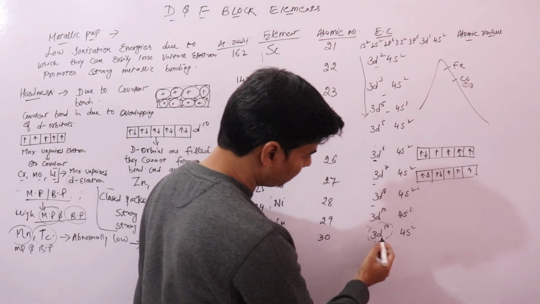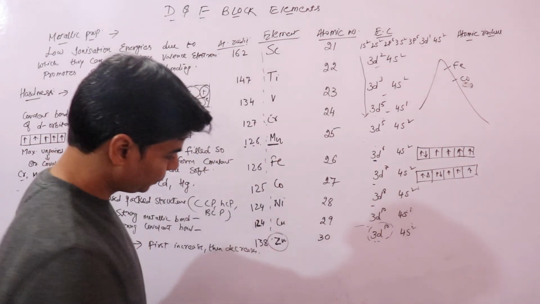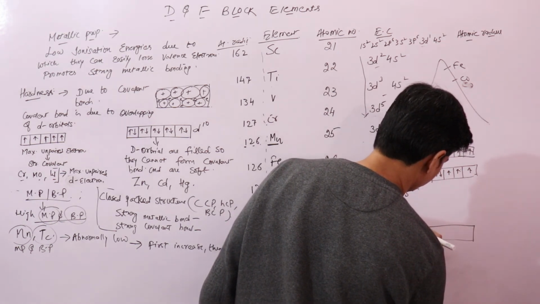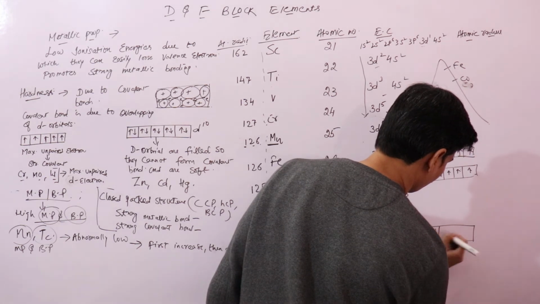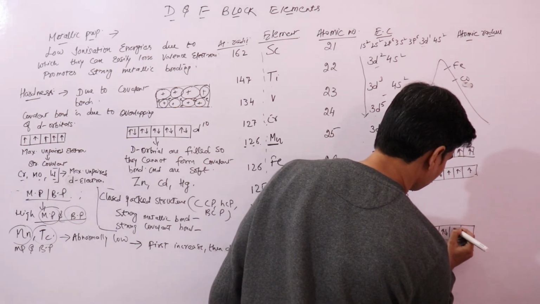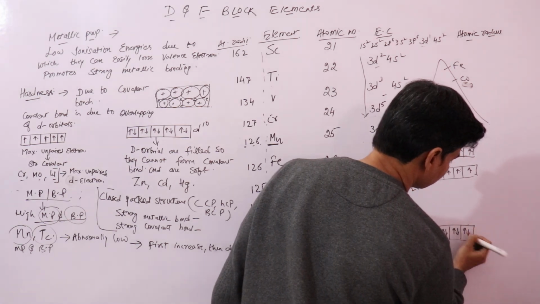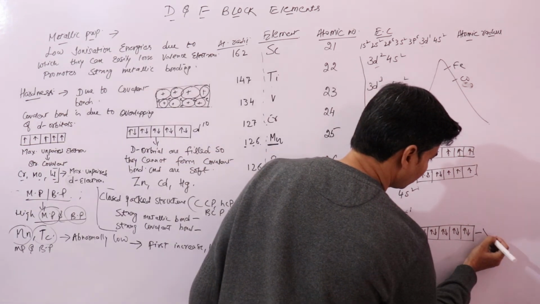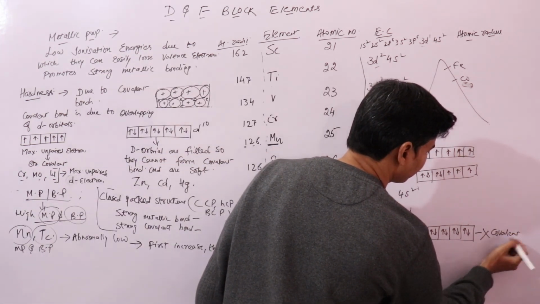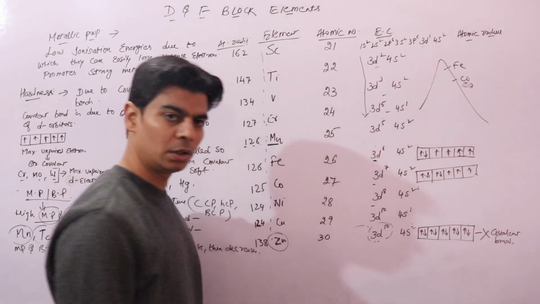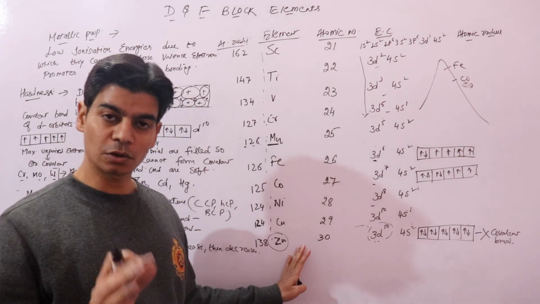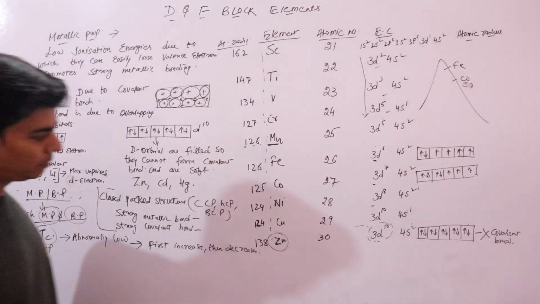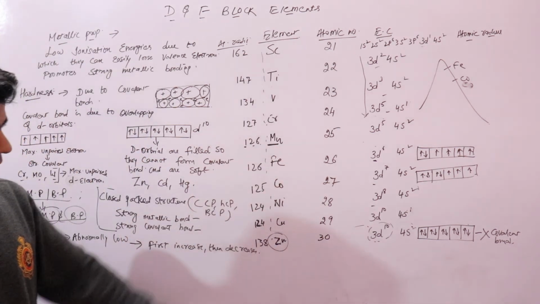And if you look at the bottom, you have zinc. In zinc, all the d orbitals are filled, like this. When all the d orbitals are filled, it cannot form a covalent bond, right? So this metal is a soft metal, and it will have the minimum melting point and boiling point in this series. I hope this is clear.